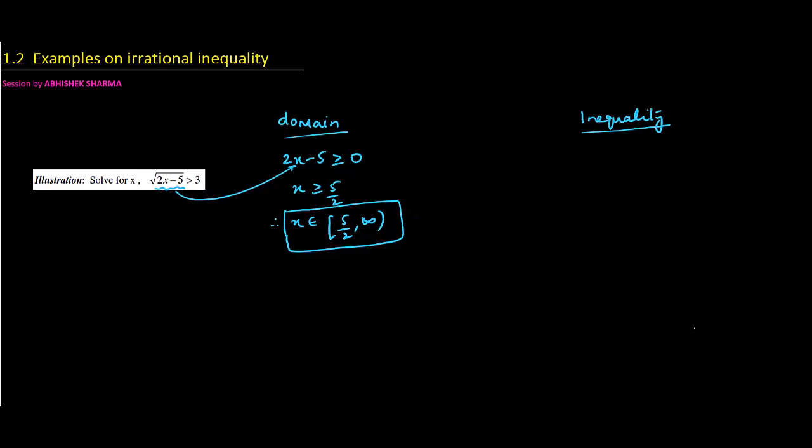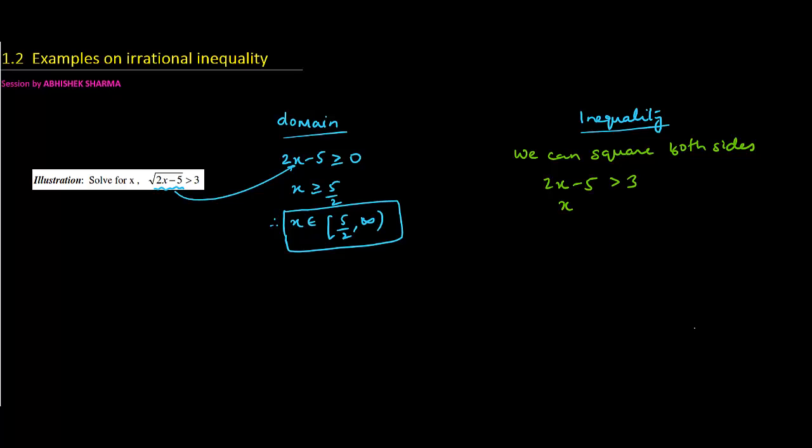Now the second component of the problem will be solving the inequality part. And generally in the inequality, you will see that the left side is positive, in fact non-negative precisely. The left side is non-negative, right side is positive. So therefore we can square both the sides. And if we square both the sides, we get 2x minus 5 is greater than 3, which gives you x is greater than 4. So the solution of the second component, which is the inequality, gives you x belongs to 4 to infinity.